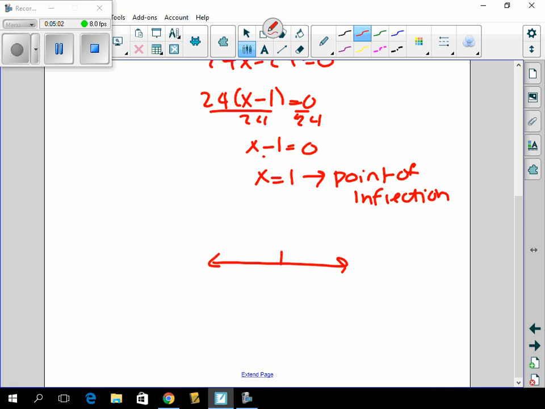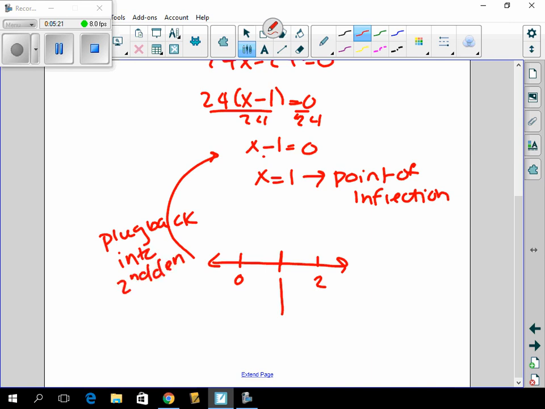So 1 is in the middle, 0 is less than 1, 2 is greater than 1. So I just picked points on either side. I'm going to plug them back into the second derivative. If you want to plug it into the original, you can, but I like focusing on the simplified function because that just makes it so much easier.